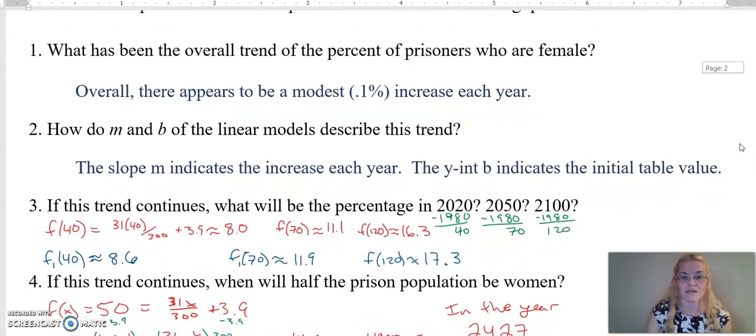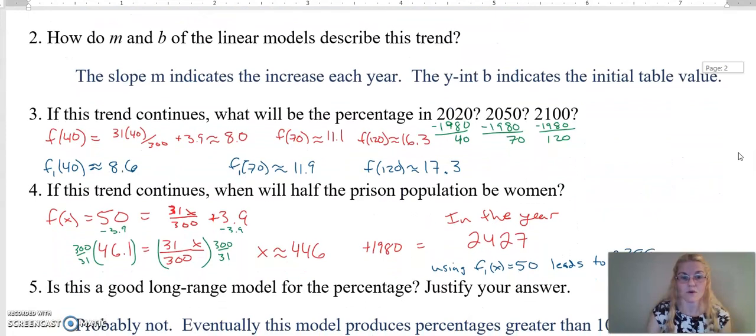So how do M and B of the linear models describe this trend? Well, the slope M indicates that increase every year, because M is positive, that indicates a positive increase. And the y-intercept B doesn't really indicate the trend of going up, but it indicates the initial value in our table, which for us was the 1980 percentage.